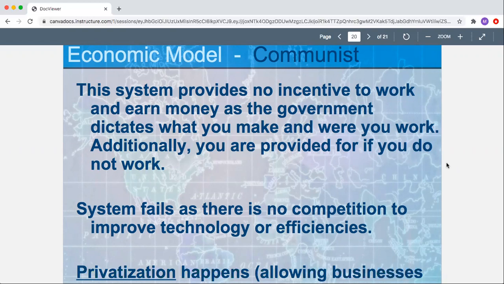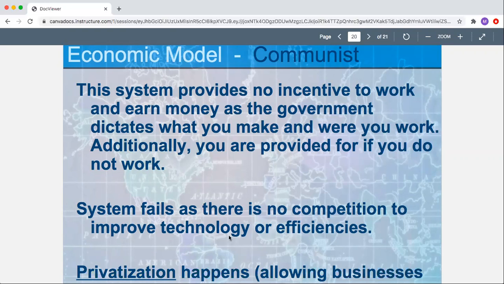So no incentive means that because the government decides things for you and gives things to you, sometimes people don't have the incentive or the idea to go out and work. It doesn't make people want to work because things are given to them. So that's the downside. It says the system fails as there is no competition to improve technology or efficiencies.